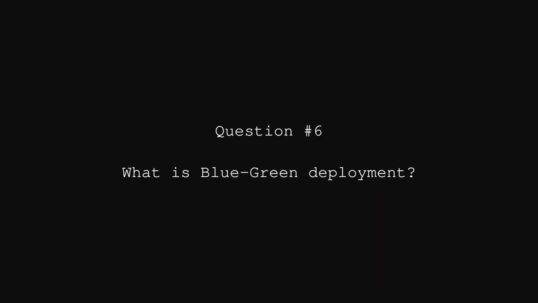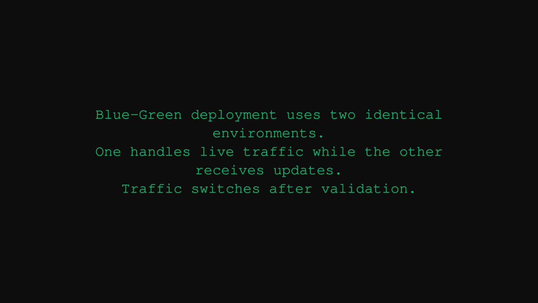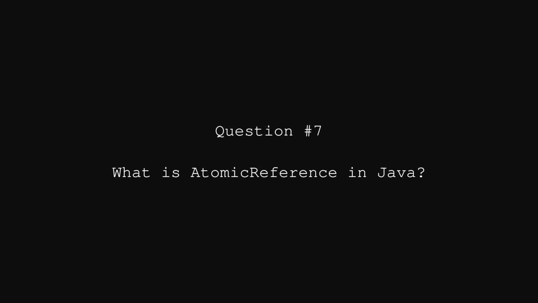Here we have a microservices and system design interview question. What is blue-green deployment? Blue-green deployment uses two identical environments. One handles live traffic while the other receives updates. Traffic switches after validation.